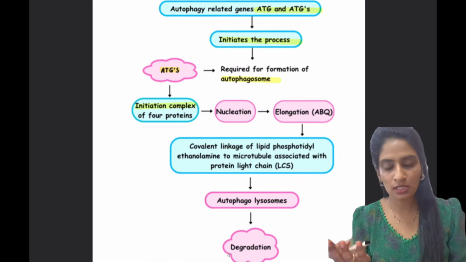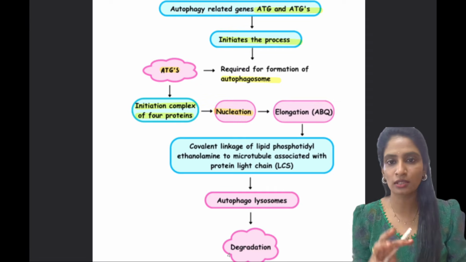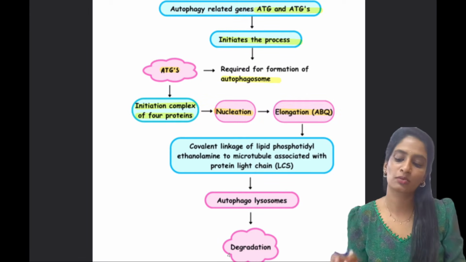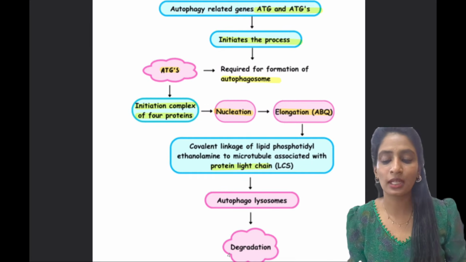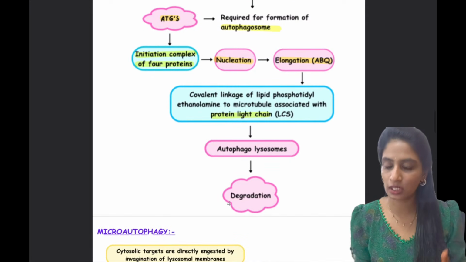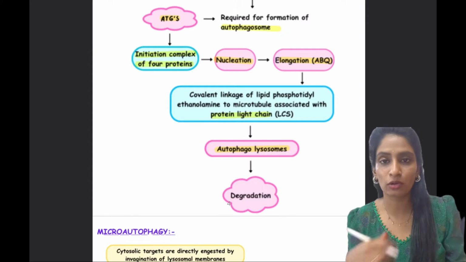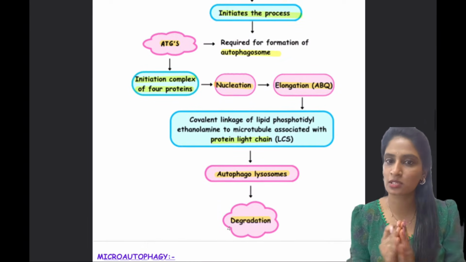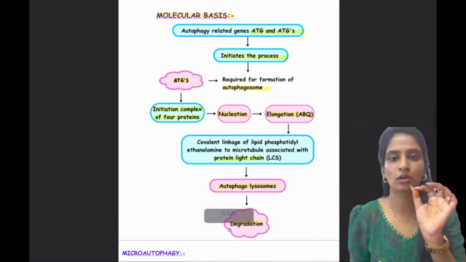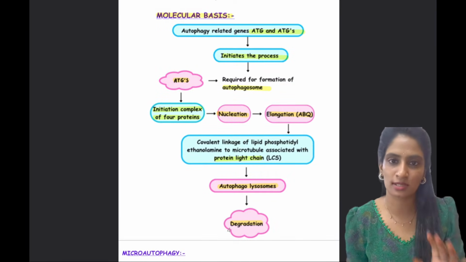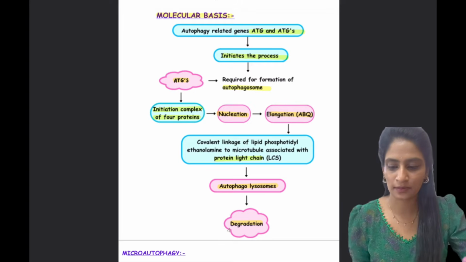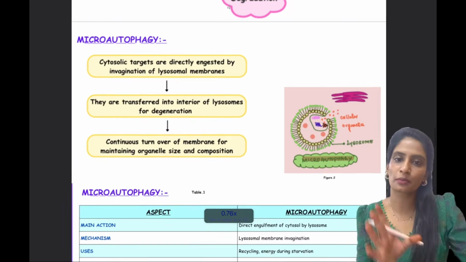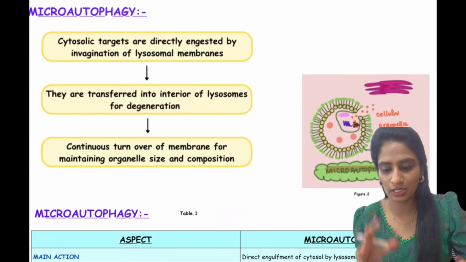Once the initiation is done, it leads to nucleation, and after that it goes for elongation, and later it will activate the lipid phosphatidylethanolamine, LC3 will be activated, and finally there will be autophagolysosomes and degradation. So this is the molecular basis, and the gatekeeper is your autophagy genes, the ATGs. That is the main thing responsible for initiation of the process, and finally it leads to degradation.